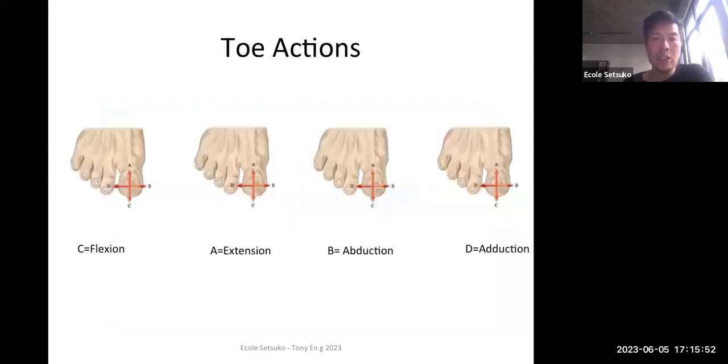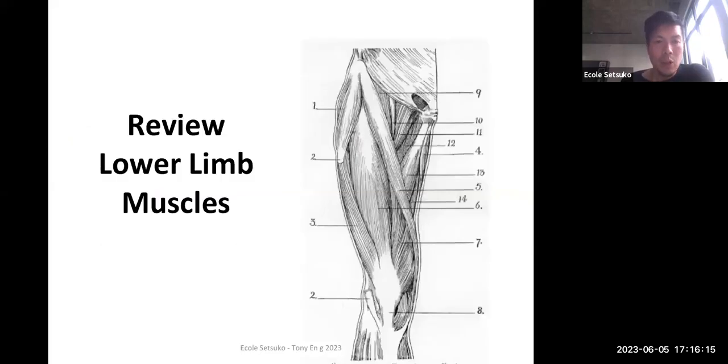Here are the toe actions. We're not going to go too much into detail on the toe actions. So flexion, going towards the floor, and here flexing, and then extension, going towards yourself, and abduction, away from midline, and adduction, going toward midline. Okay, so we'll look at some lower limb muscles just to quickly review, because we are looking at deeper ones, so it's good to always see what muscles are on top.